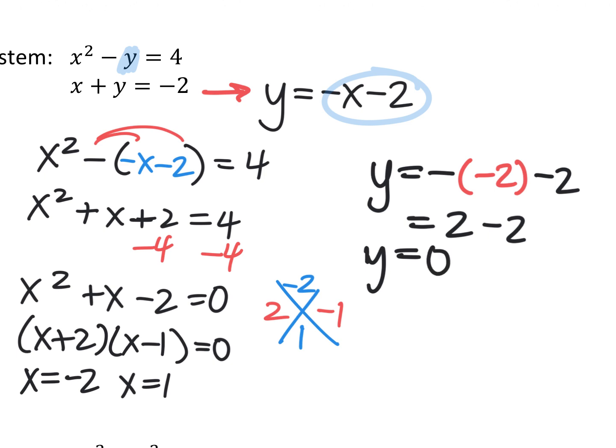Okay, so that gives you your first point of -2, 0. Okay, can you also plug in the second number? So we got what? +1.